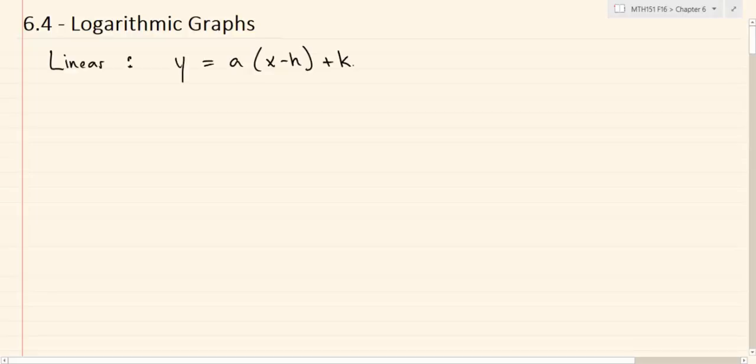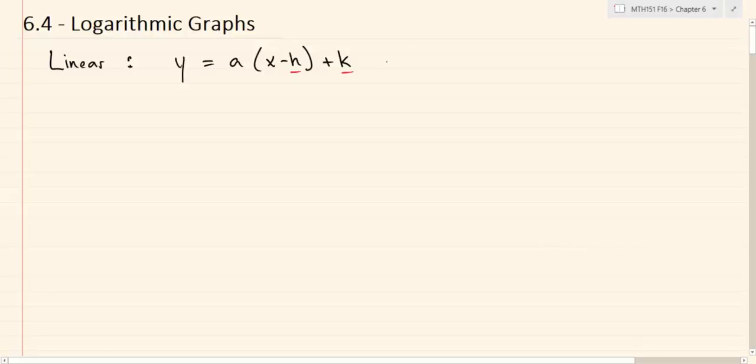So this is 6.4, Logarithmic Graphs. And let's take a look at graphs throughout the whole course and compare some things. So we started out with linear functions. So this was your first introduction to graphs and sort of the style of graphing that we're going to do, where we've got these two variables, h and k. And h and k are like horizontal and vertical shifts.